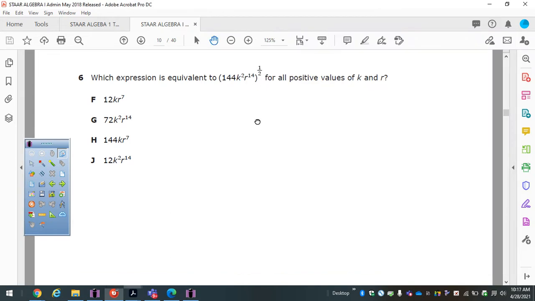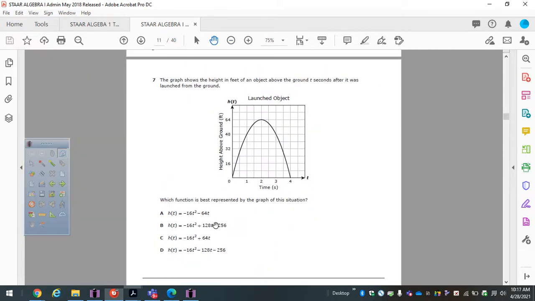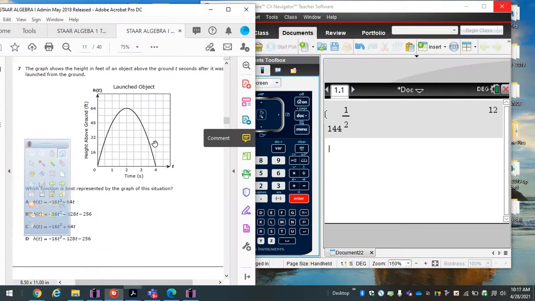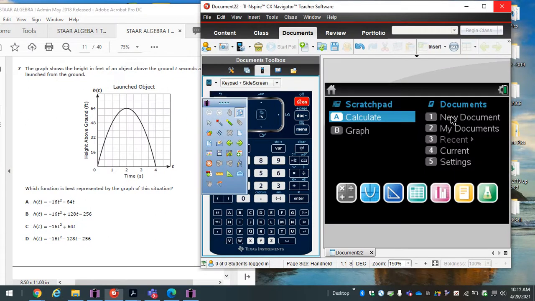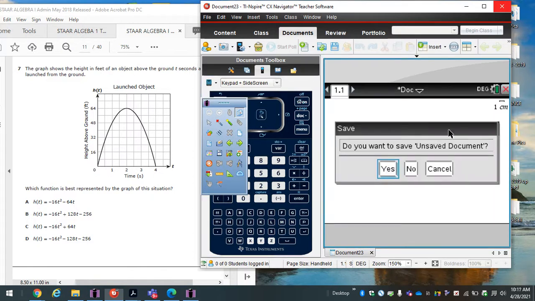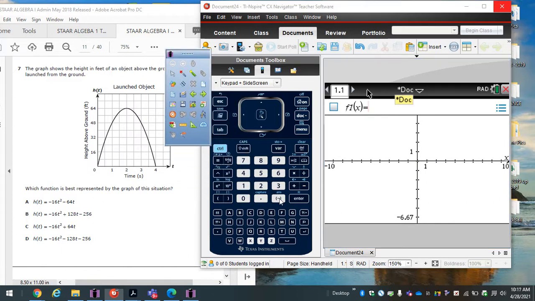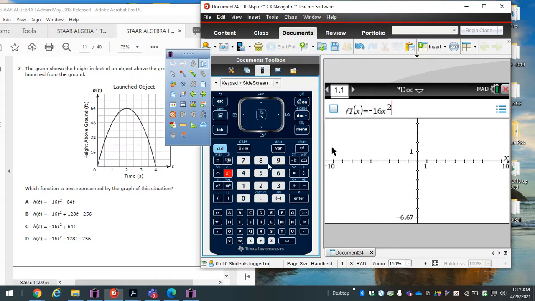Let me see what else. That's it. Okay. Let's come on to this one. This one, they actually gave you the formula, so they want to see which of these it is. It opens down, so it's not too bad. Any of these, because they're all negative. So I'm basically going to move this over and graph each one. I'm going to go to negative 16x, and I'll put x squared minus 64x.